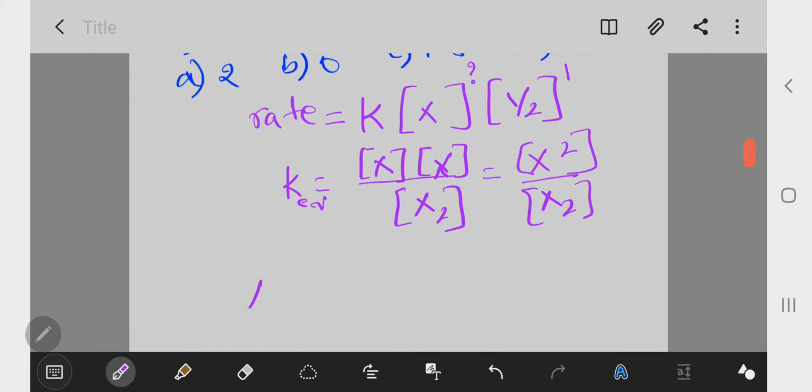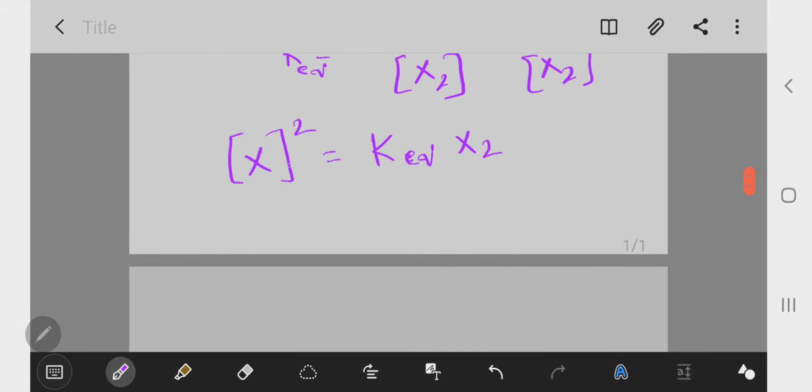Now we want to find this X. Let me take this X squared on the left hand side and send everything else to the right hand side. What we are getting on the right hand side is K equilibrium into X2. Taking the square root, it becomes K to the power of half and X2 to the power of half. Now X is equal to K to the power of half, the equilibrium constant, and X2 to the power of half.